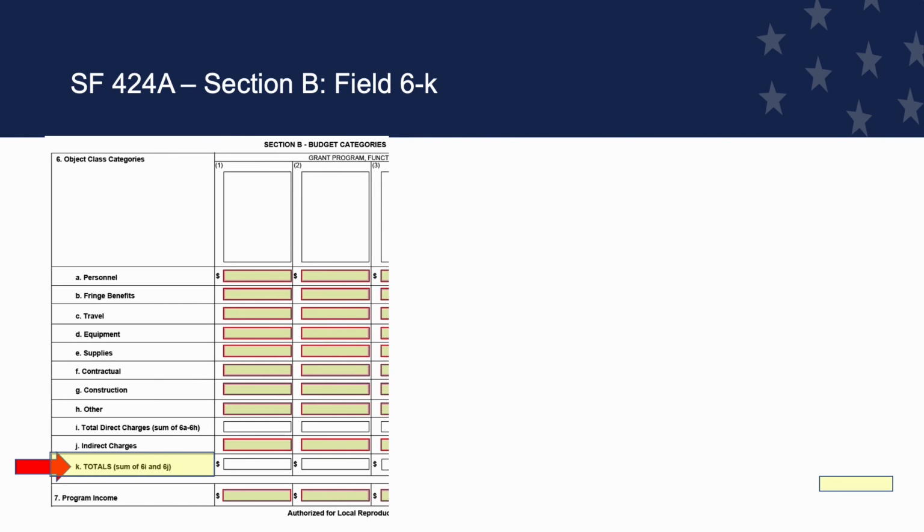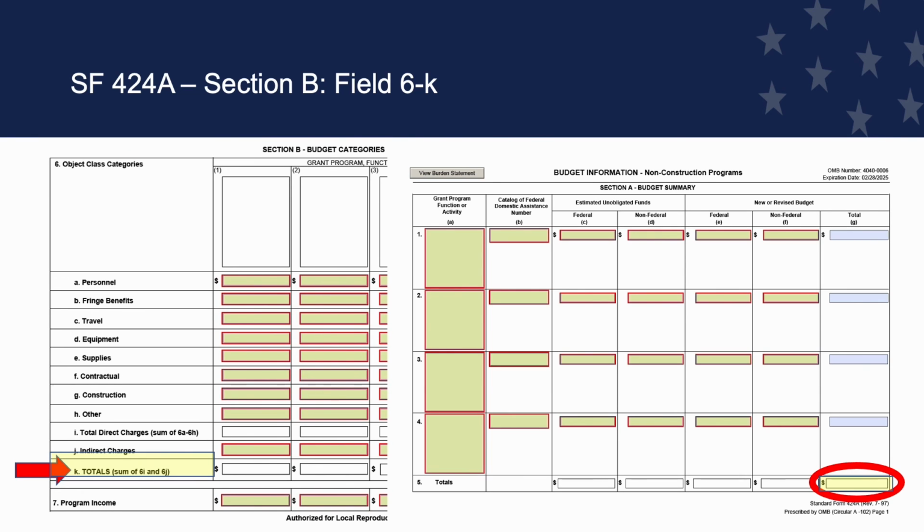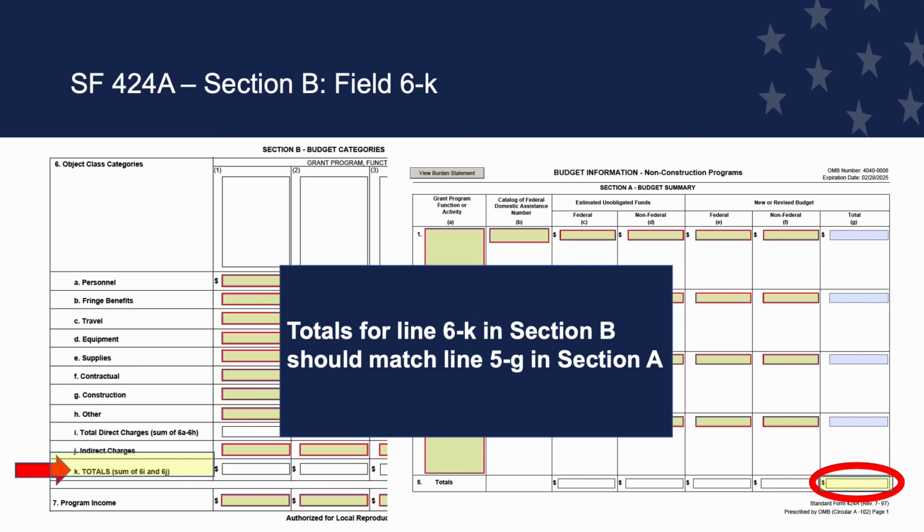Field 6-K. This is where you enter the total sum of 6I and 6J. This is a required field. If using an electronic form, these numbers are auto-calculated.